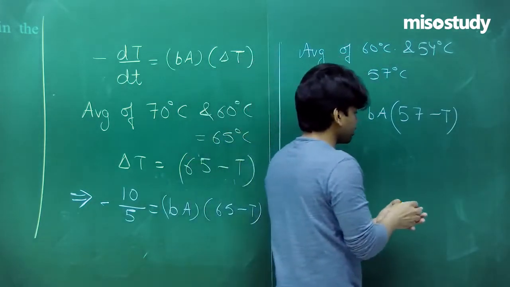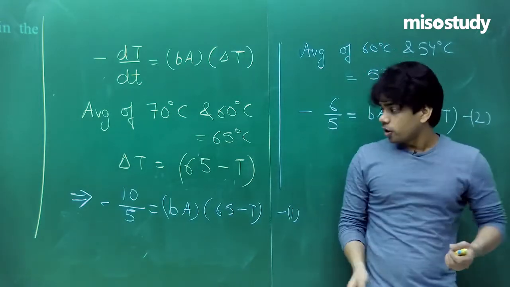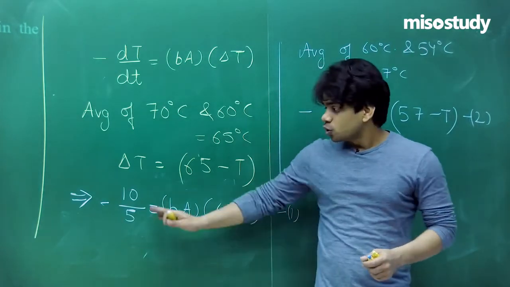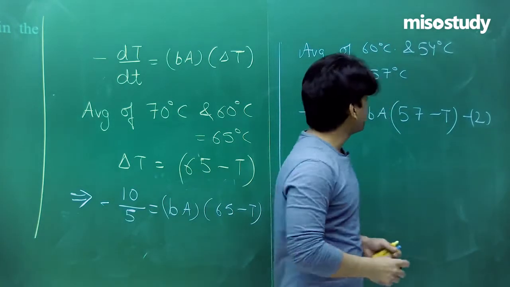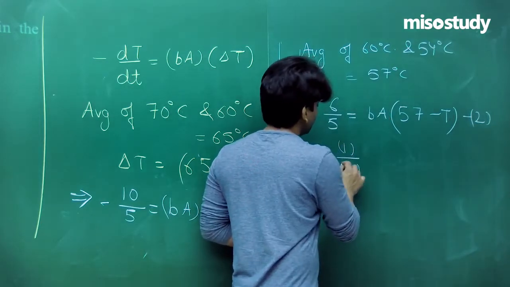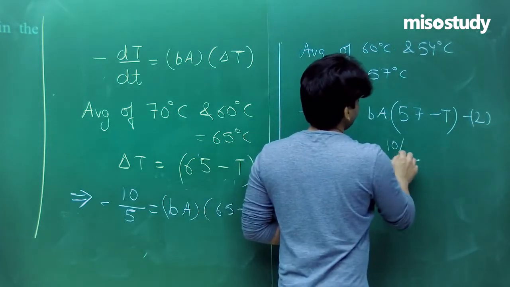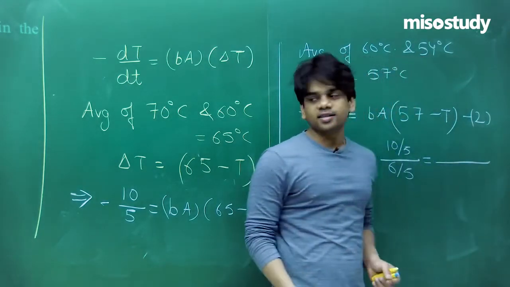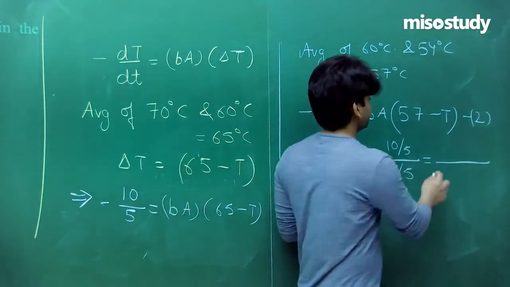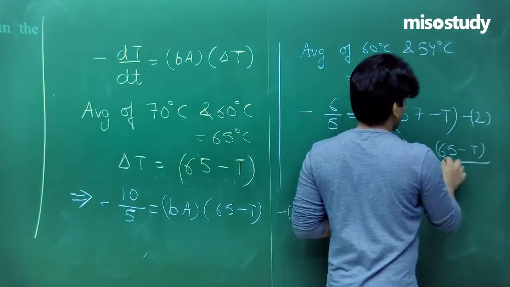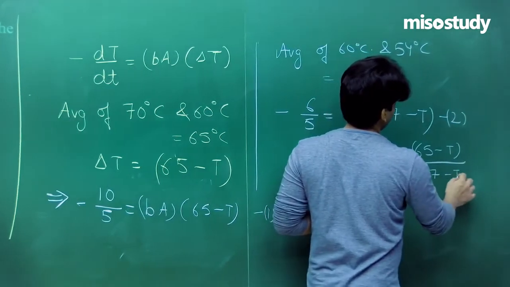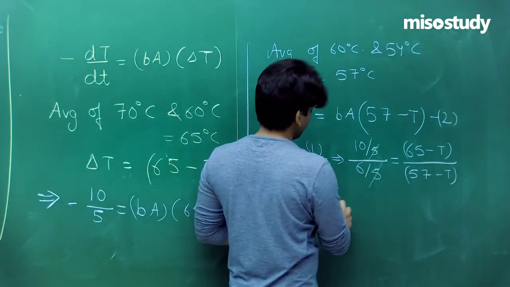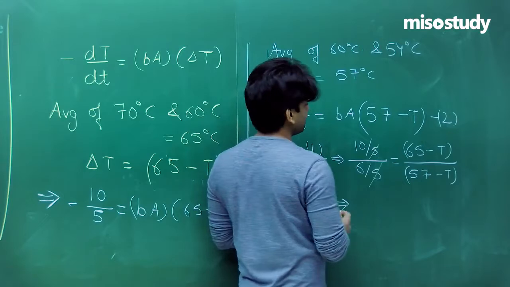Clearly, we got the second equation, equation number 2, and here we have equation number 1. If I divide 1 by 2, BA will be cancelled out. So we get 10 by 5, dividing 1 by 2, is equal to 65 minus T on one side and 57 minus T on the other. This is cancelled out, so finally we have 10 by 6 is equal to 65 minus T over 57 minus T.